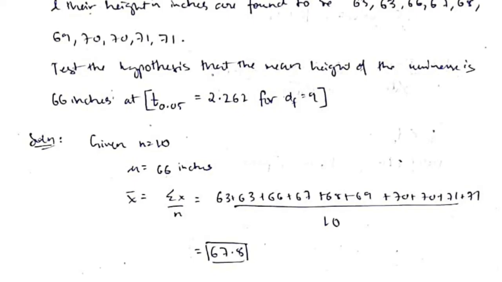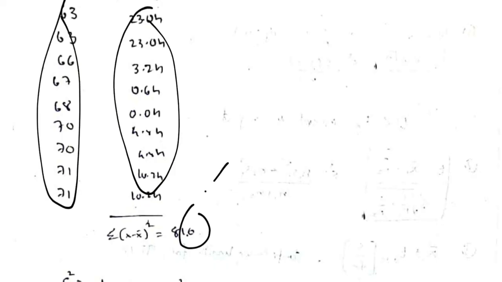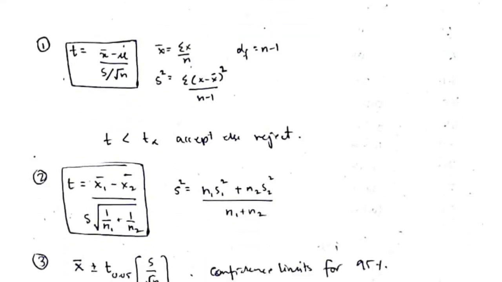What we have to do is subtract the mean value from the individual elements, and then square it. So the individual elements are subtracted from the mean and squared, and then added. The main formula is t equals x bar minus nu by s by root n. What we need to find out is s here, because we know x bar, nu and root n. We just need to find s.